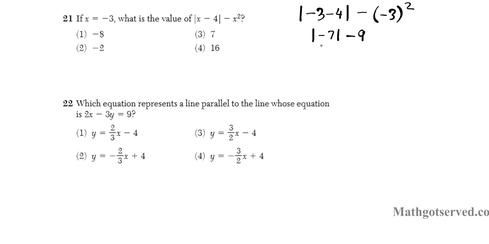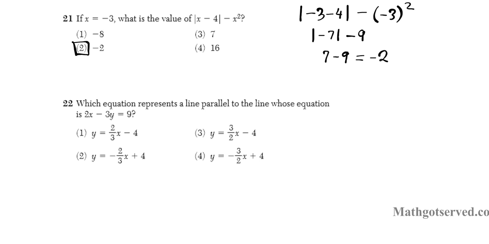Now, the absolute value of -7 basically means how far -7 is from 0 on the number line, so that's going to be 7. Absolute value is not the opposite. It's just the distance from 0, and it's always a positive value. So we have 7 minus 9, which equals -2. We can see that our answer is option number 2.